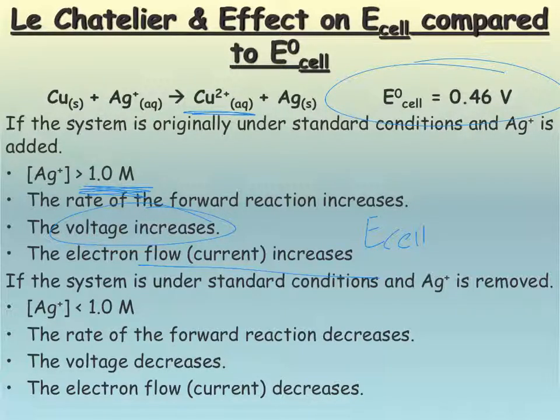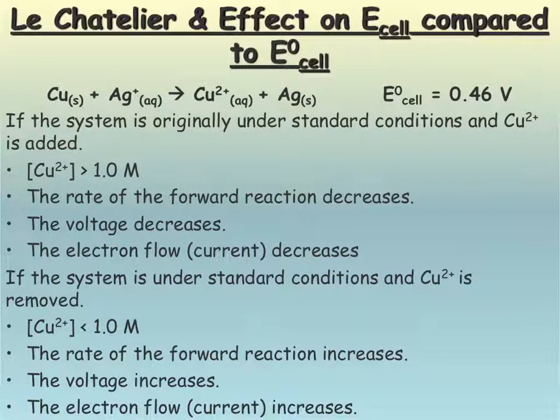Now if I remove the Ag, I'm shifting my equilibrium back the other way. Now I have less Ag than I do Cu, so my forward reaction rate is going to decrease. Because of that, my voltage is going to decrease and my electron flow, my current, is going to decrease. So I'm going to have an Ecell that is smaller than the standard.